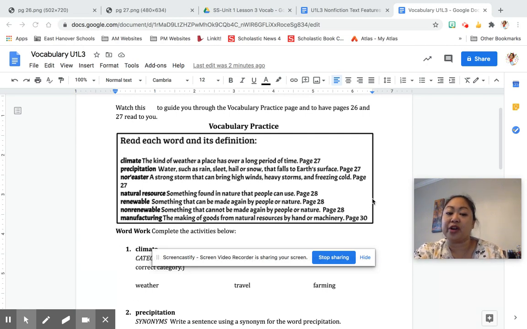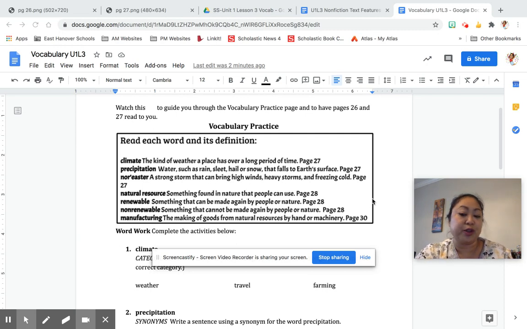Precipitation, which means water, such as rain, sleet, hail, or snow that falls to the Earth's surface. A nor'easter, we all know what that is, right? A strong storm that can bring high winds, heavy storms, and freezing cold. Natural resource, that's something found in nature that people can use. Renewable, something that can be made again by people or nature. Non-renewable, something that cannot be made again by people or nature. And the last one is manufacturing, the making of goods from natural resources by hand or machinery.